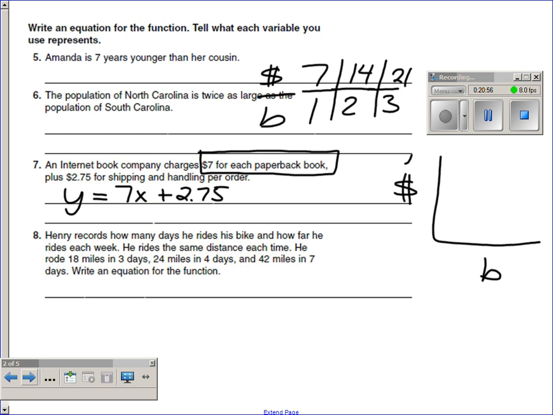Okay? So this unit rate, when we see unit rates, that is going to tell us what we're multiplying by our X value right here. See how I labeled books down here? And look, books is on the X value. 7 times our number of books will tell us the price for this, and then we just add $2.75. Okay.